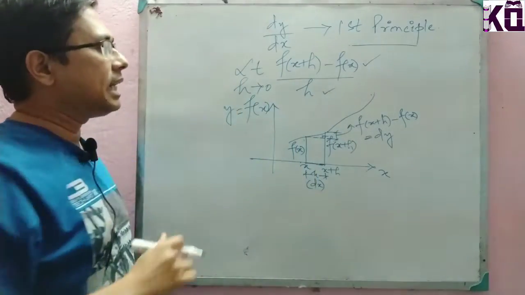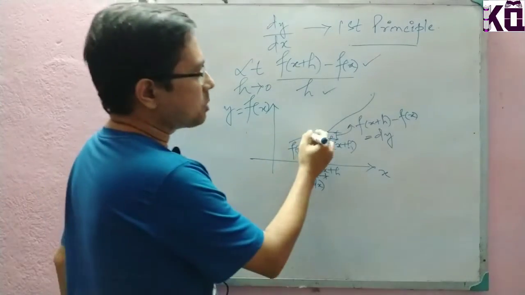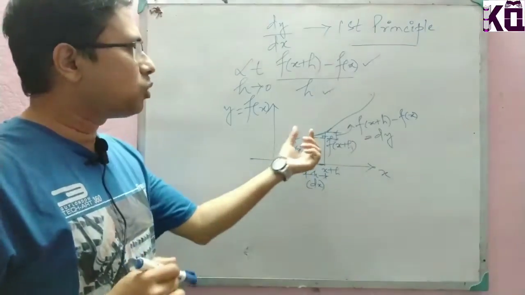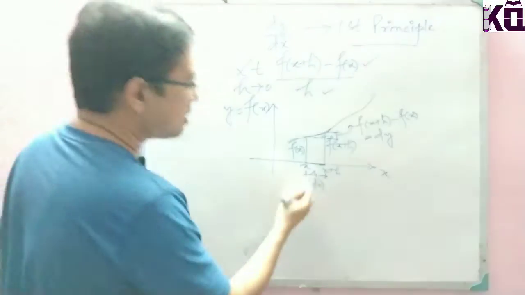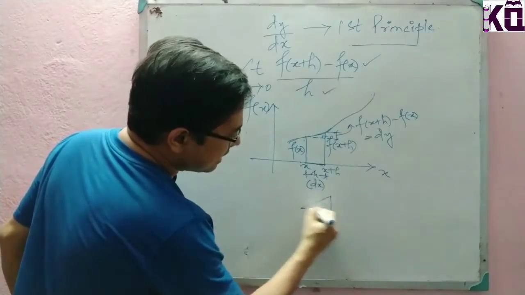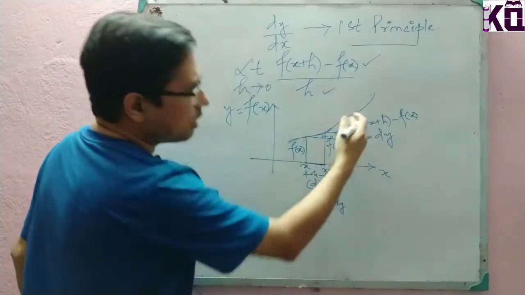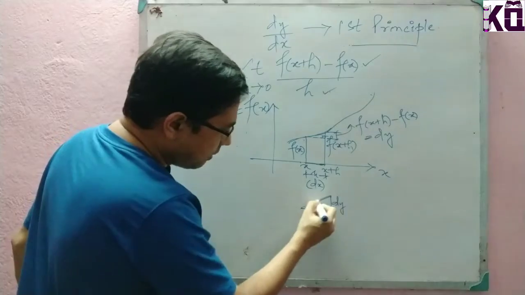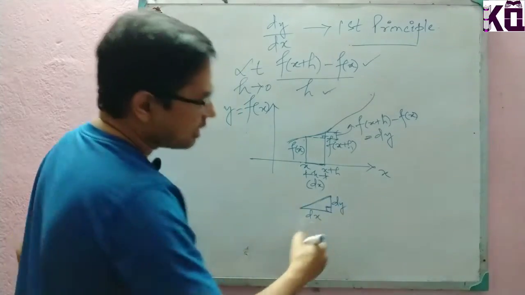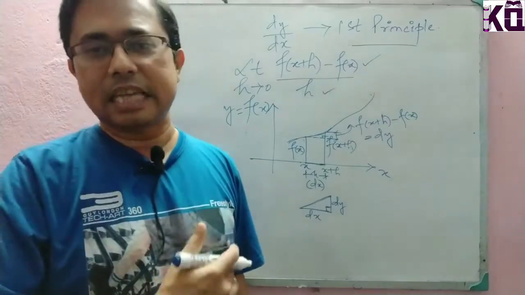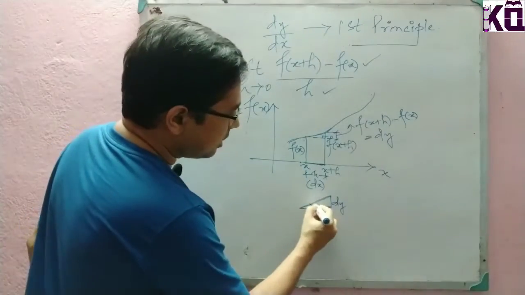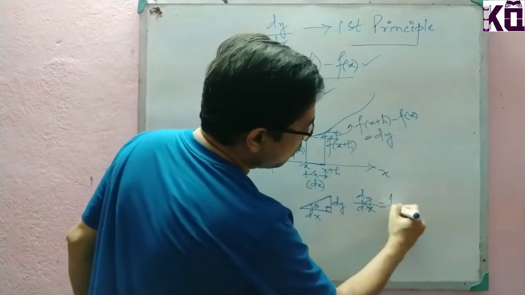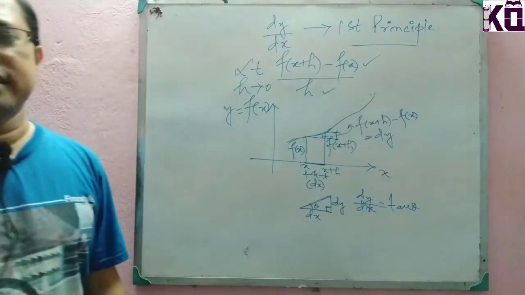Why are we providing this limit h tends to 0? Because we are thinking about this particular curvature, we don't want to accumulate it. Actually, this part is like a right angle triangle, with this one dy or f(x plus h) minus f(x), and this part dx, which is h. If this is a right angle triangle, then we can say if this angle is theta, dy/dx is called the gradient, or we can say tan theta. That is the main part.